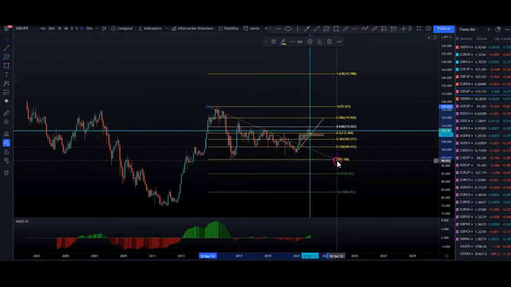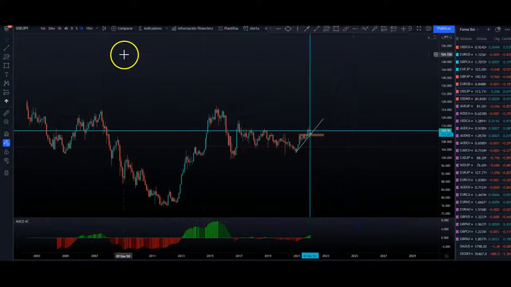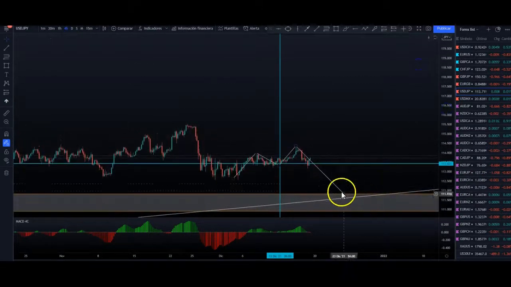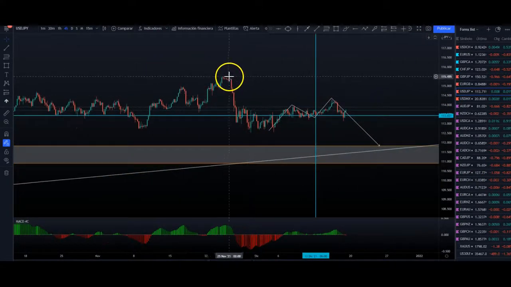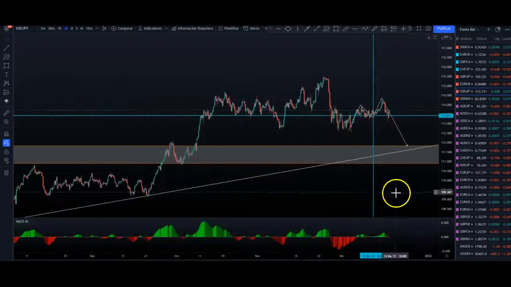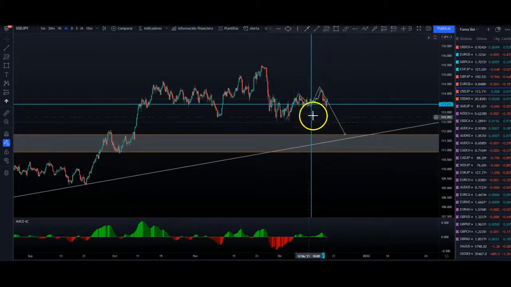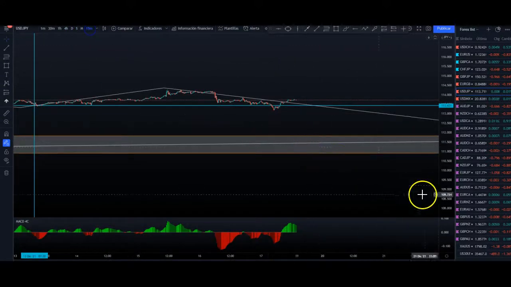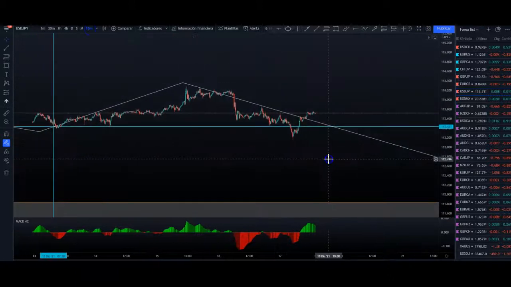Let me get rid of this. So let's go back to the 4 hours. We know where we are in the weekly. So the market already started rebounding from that 61.8. It started coming down, and I'm still expecting this move right there. It already started happening. I predicted this last week. I'm going to leave it there, and it already started happening. Okay, so if I was you, I would go to the 15-minute and start looking for entries, sell entries.